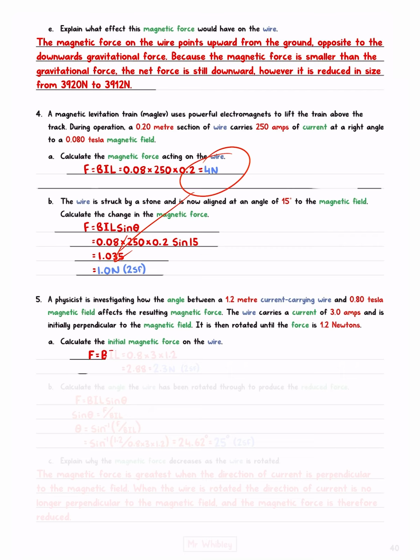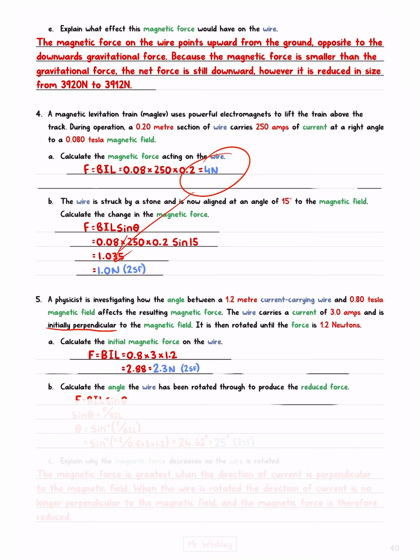Knowing that force is BIL, our wire is initially perpendicular, so we don't need to worry about sine of the angle. We just need to put in our field, current, and length, which gives us 2.88 or 2.3 newtons to 2 significant figures. Calculate the angle the wire has been rotated through to produce the reduced force.